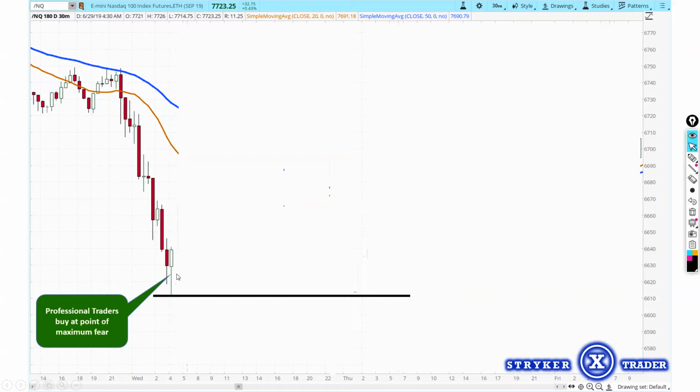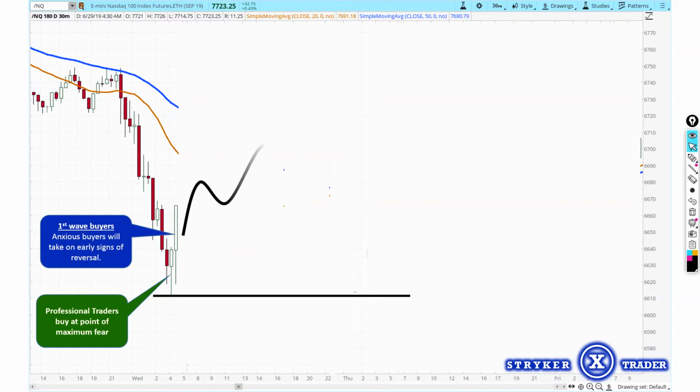So now we take this as a support level, and after professional traders have accumulated at a very low price level, then the seasoned traders would rush in and buy around this area, or anxious buyers, they would come and buy. So we call them the first wave buyers to take on early signs of reversal. Then this is where they anticipate the price would continue to go up after buying from these levels, right? So that's the clusters of buy orders, and clusters of stop losses.